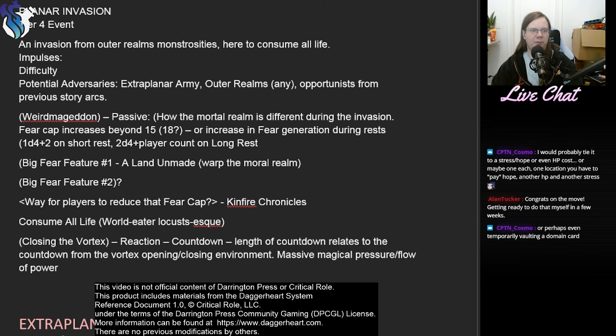Captain Cosmo says, I would probably tie it to a stress, hope, or even HP cost, or maybe one each. One location you have to pay hope, another HP, another stress, or perhaps temporarily vaulting a domain card. These are all interesting ideas.